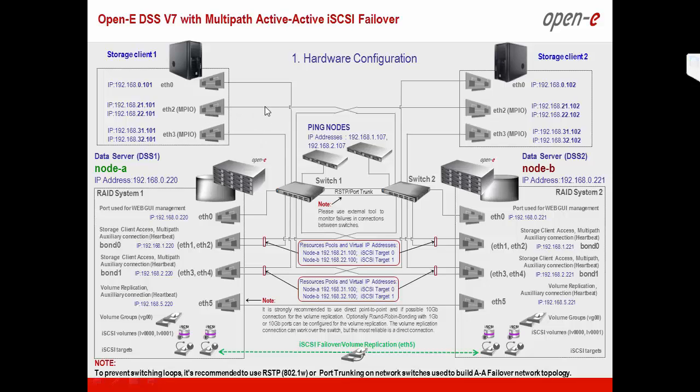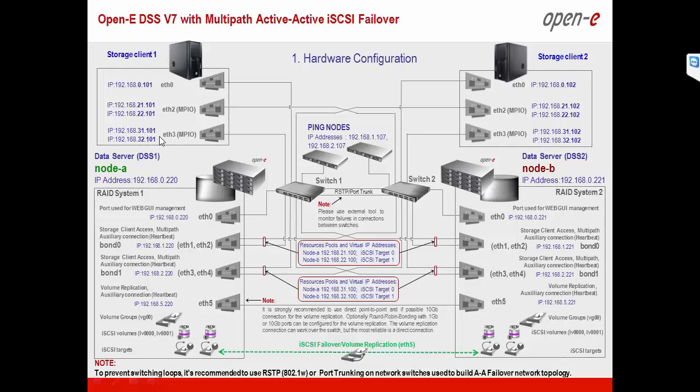But these bonds are somehow dealing as a path. So we have the IP addresses on the first storage client: 192.168.21 and 22.101, and you see 31.32.101, right? So I have 4 IP addresses here, but I actually have 2 physical paths, because on this adapter I have 2 IP addresses, and on this adapter I have 2 addresses. So that's the first physical path of the multipath, and that's the second physical path of the multipath.